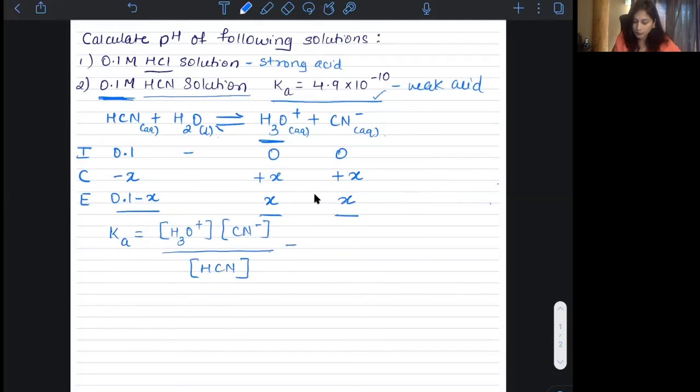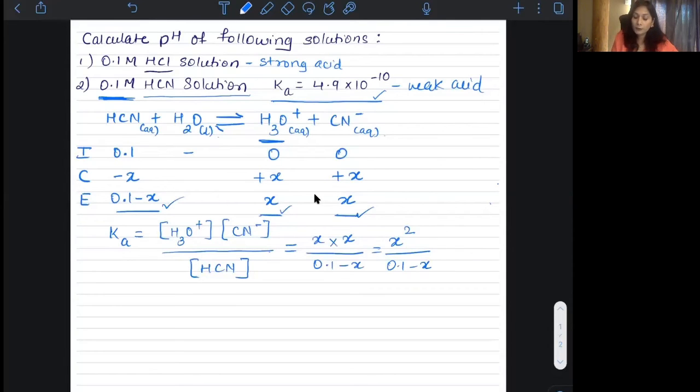So let's put in the equilibrium values that I'm having. So this is X times X divided by 0.1 minus X, which is also equal to X squared divided by 0.1 minus X. Now, in this case, there is a way to simplify this particular equation.